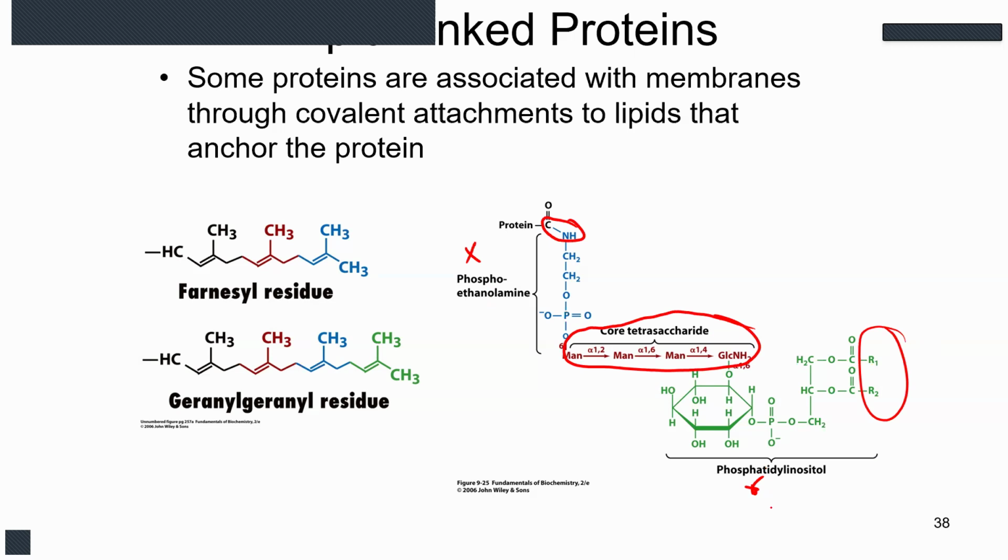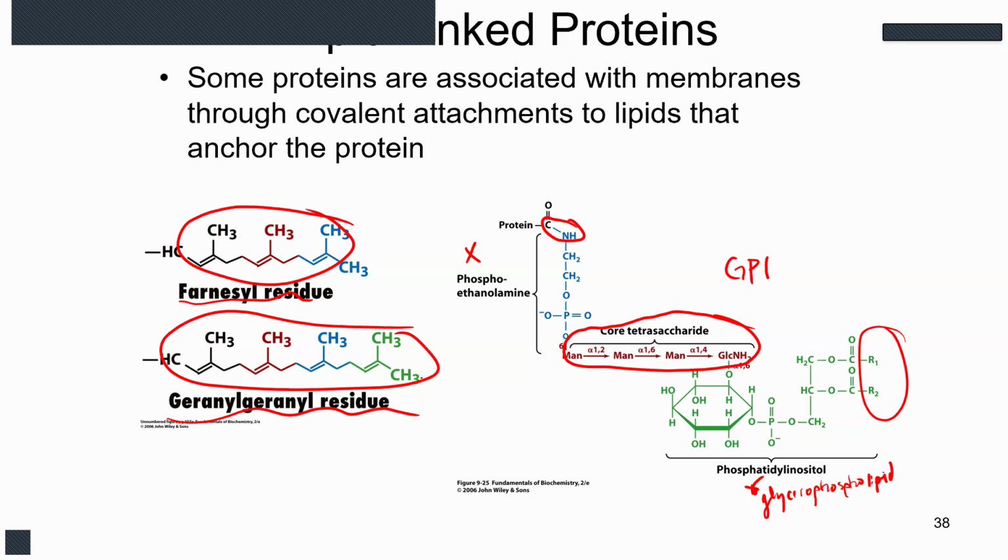That phosphatidylinositol, you might think, well, that looks familiar. This is a glycerophospholipid, sometimes people know these as GPIs. Other proteins can receive lipids like farnesyl, this is an isoprene unit, or geranyl, which is just a long hydrocarbon chain.